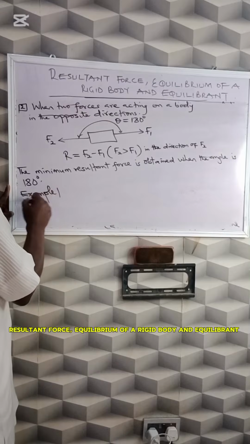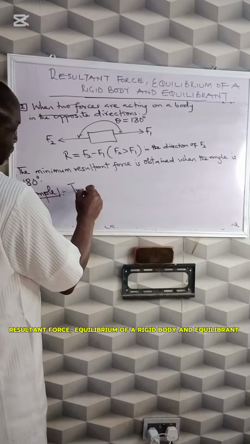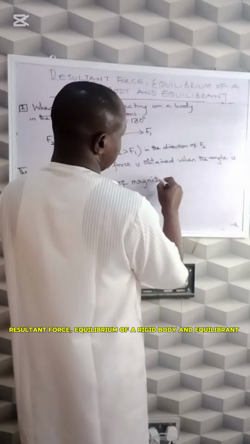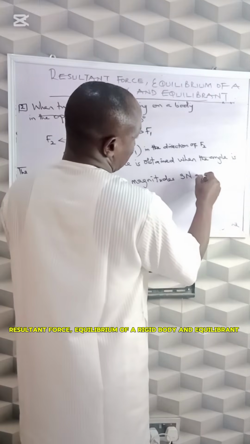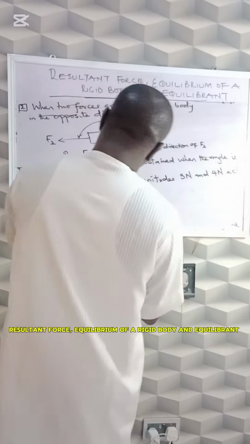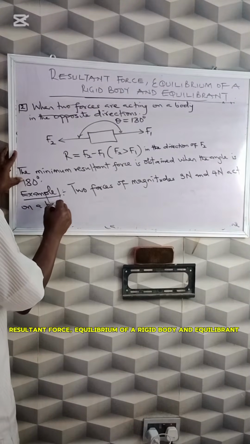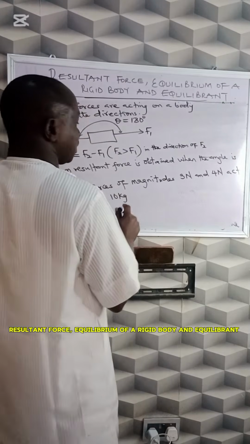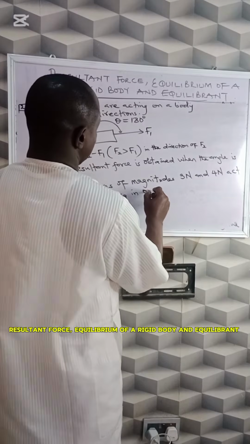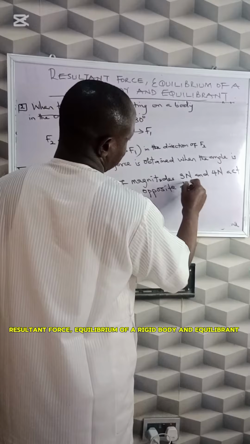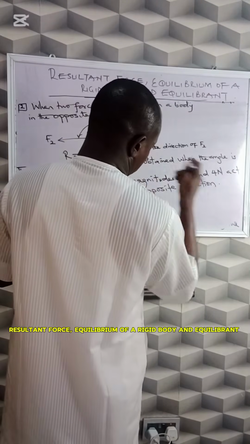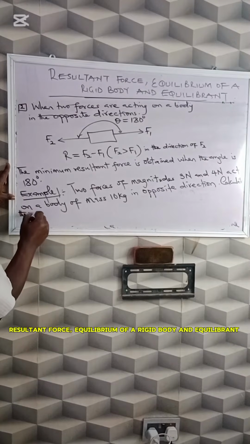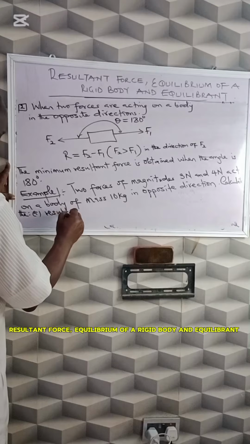Example 1. Two forces of magnitude 3 Newton and 4 Newton act on a body of mass 10 kilogram, in opposite direction, or at an angle of 180 degrees. A. Find the resultant force.